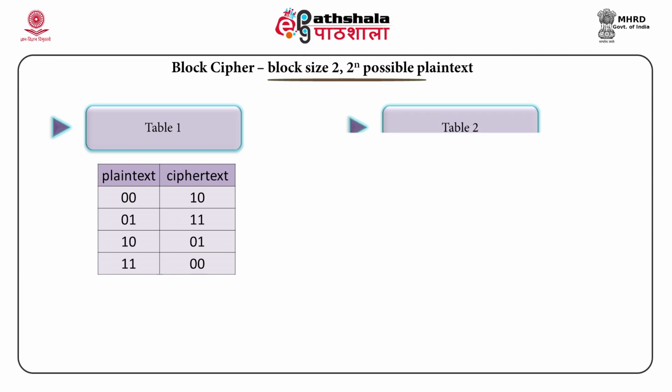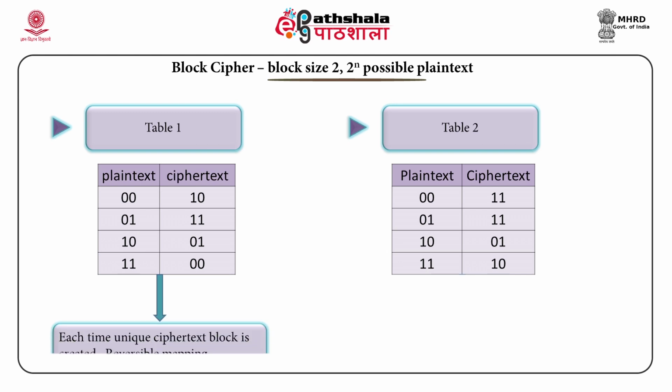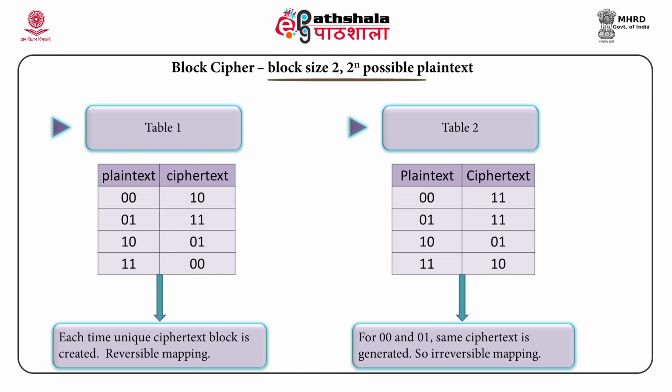What is the difference between table 1 and table 2? Table 1 has a mapping and table 2 has a mapping, but the observation is that in table 1 there is a unique 1-to-1 mapping between plain text and ciphertext. In table 2, for plain text 00 and 01, the ciphertext is 11. So, table 1 has a reversible mapping: from the ciphertext also there is a 1-to-1 mapping to the plain text. Given the ciphertext we can generate the plain text. But in table 2, for the ciphertext 11 there are 2 corresponding plain texts, so it is an irreversible mapping. For our encryption scheme to work, it should be reversible.